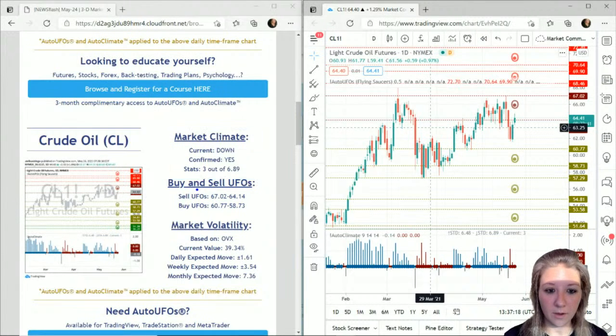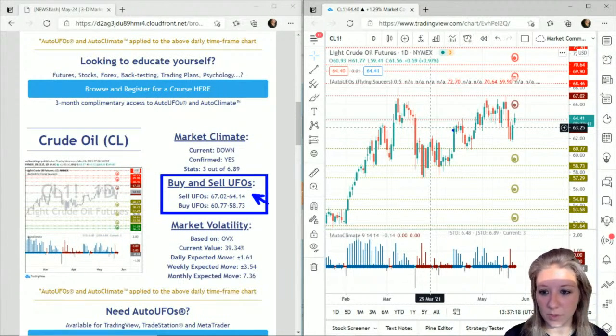Now, another good thing that we can see here that kind of goes in this favor is that we have sell orders just here that we've just hit. Those sell orders go from 67.02 to 64.14. If we've just hit a stack of sell orders, we would expect price to move down from there. So we have probability down with the climate and probability down because it's hit a bunch of sell orders. So overall, the probability for crude oil at the moment is that it moves to the downside.